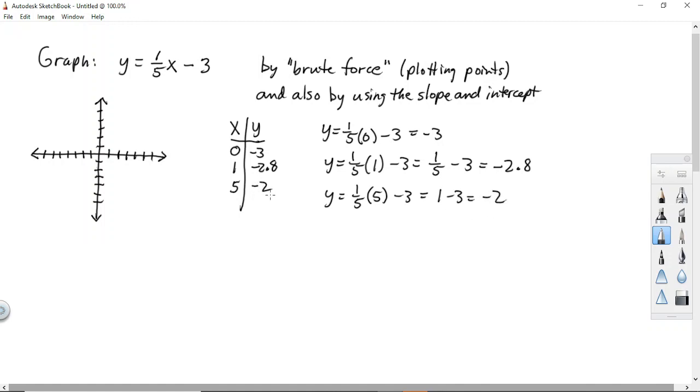Okay, so that gives us 3 points. So we plot those. 0, -3 is right here. Actually, let's put that in a different color. Let's make that blue.